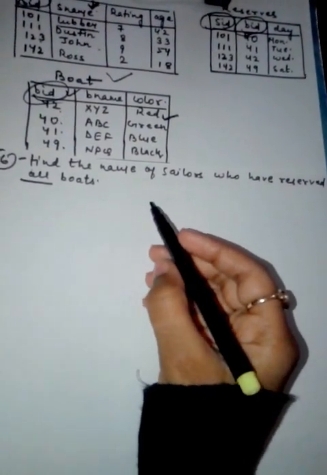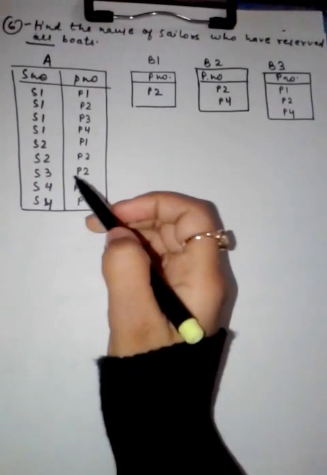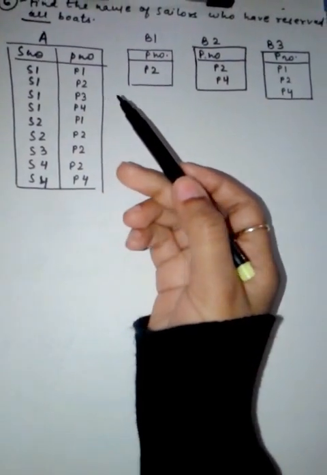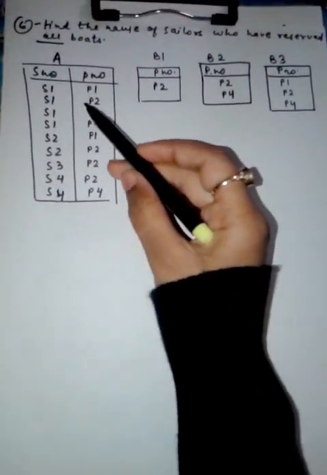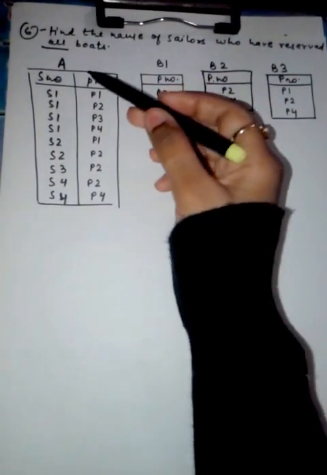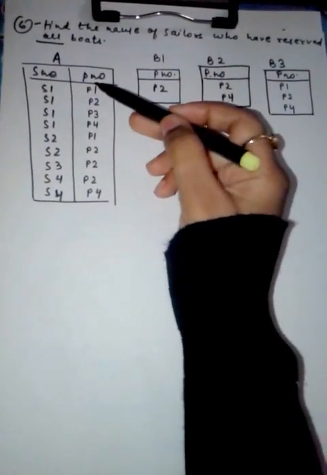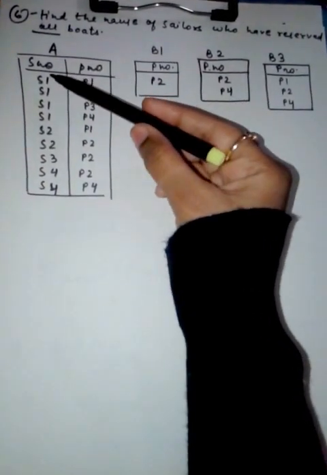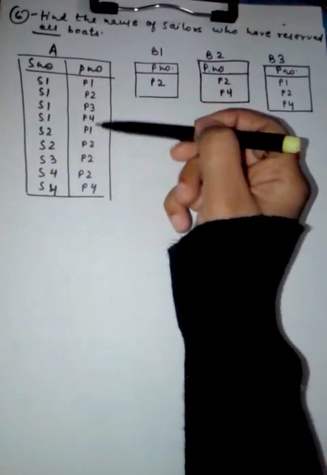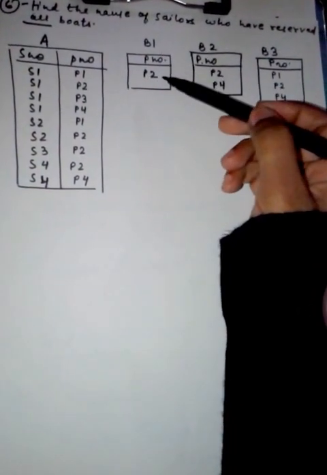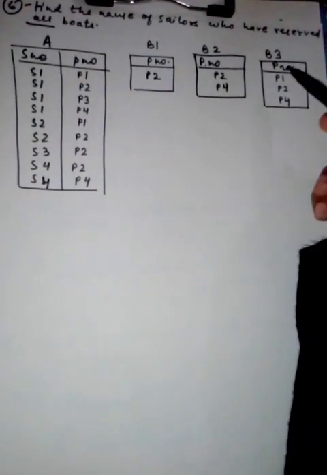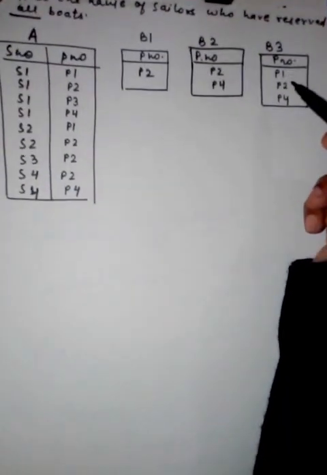Let us consider one example for how the division operation is performed. Here we have four tables. Table A contains S number and P number, S number meaning seller number and P number meaning product number. These are all the seller numbers and these are all the product numbers. B1 table contains only product number. B2 contains product numbers P2 and P4, and B3 contains product numbers P1, P2, P4.